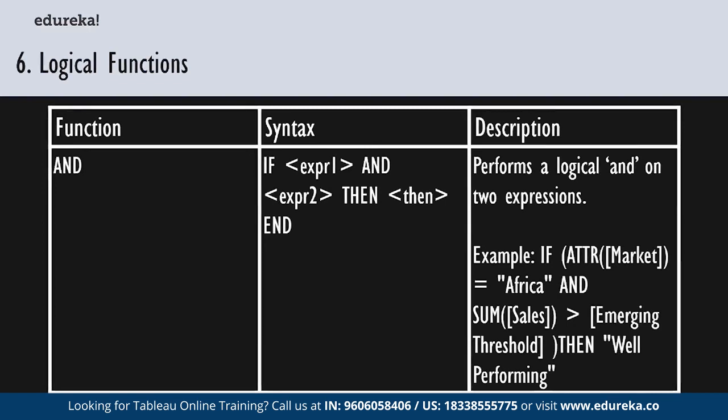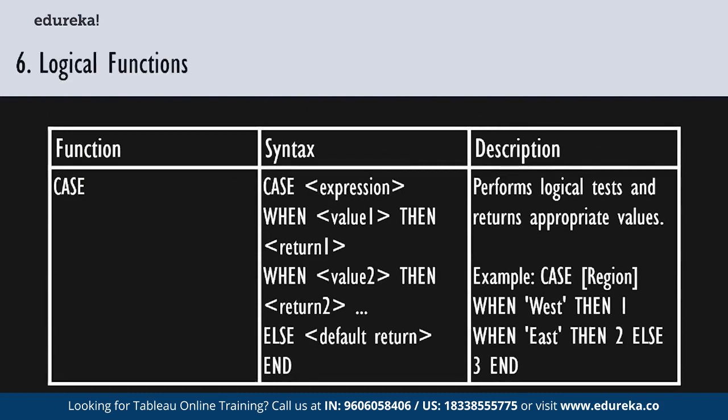So first of all, AND function. Now basically this performs a logical conjunction of the two expressions. So basically it's the logical AND. If you look at the given example, it says if your market equals Africa and the sum of sales are both greater than the emerging threshold, then it should give the output well performing. Notice how both of these conditions have to be true for Tableau to give you an output of well performing. That is what logical AND does. For logical AND to work, both of the conditions need to be true.